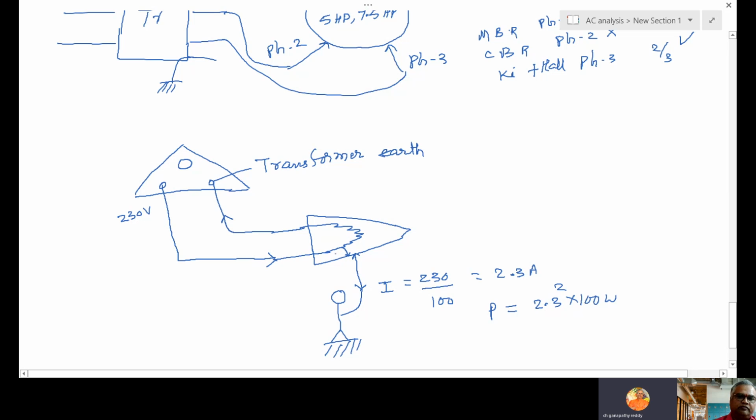How to solve this problem? So this point is a local earth. This point is connected to the body. Now we call this a local earth.